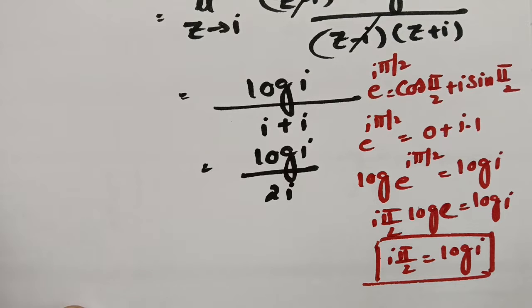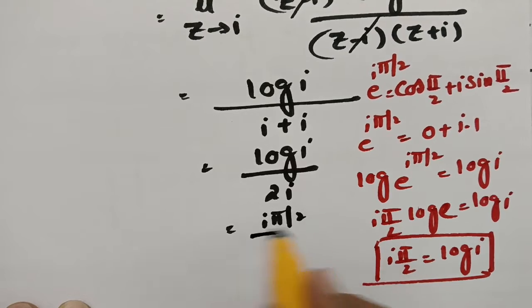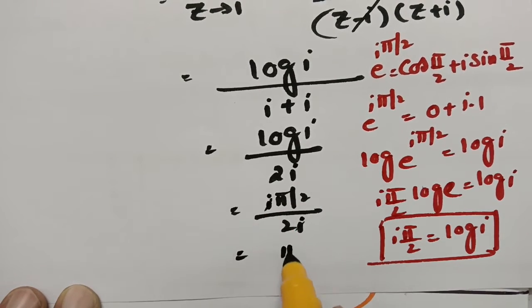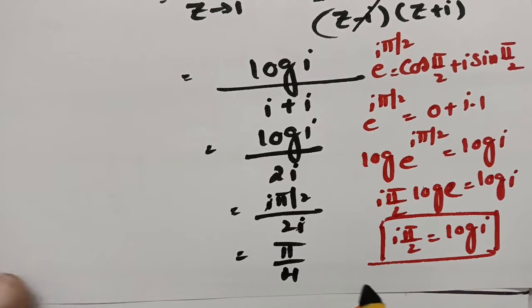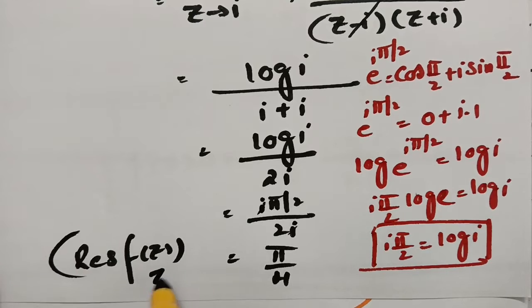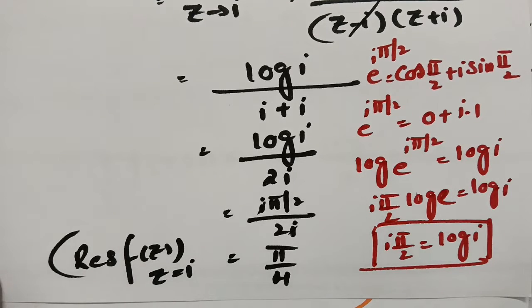So now in place of log i I am going to substitute i pi by 2 by 2i. If I cancel this one, what remains is pi by 4. So we got the residue of f of z for the interior pole z is equal to i as pi by 4.